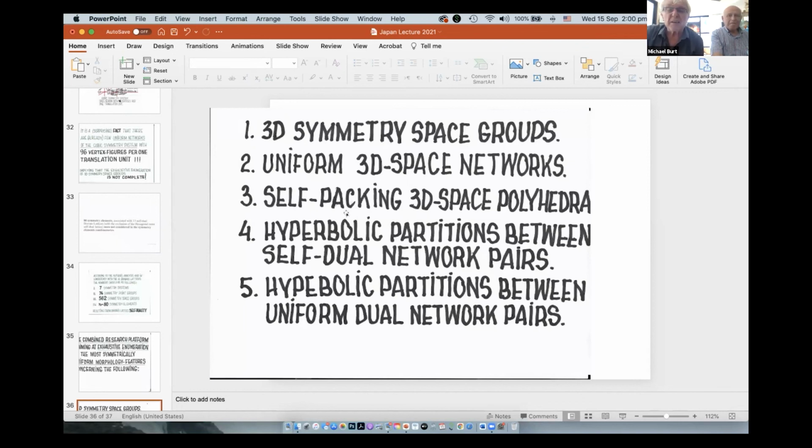Hyperbolic partitions between self-dual network pairs. Every self-dual network pair, and there are many dozens, between any two such, there is a beautiful, specific surface. Hyperbolic partitions between uniform dual network pairs. Here, the field is also very widely open.